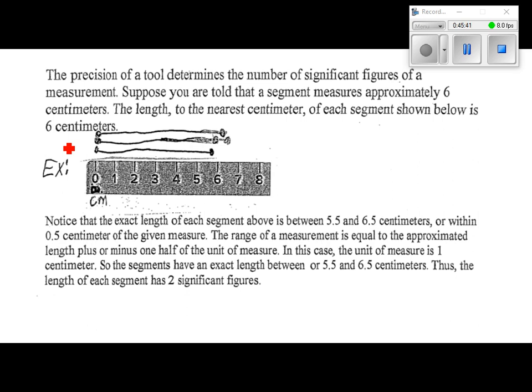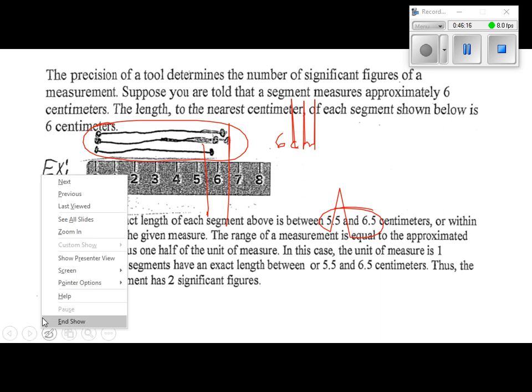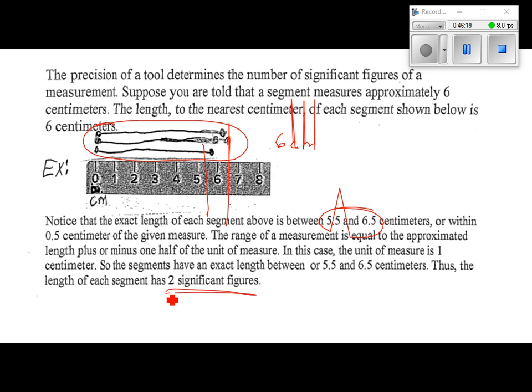Notice that the exact length of each segment above is between 5.5 and 6.5. So that's our range. Got to be able to find that range. When we measure these, Kylie measures them. We don't know, and she says they're 6 centimeters. We know that she's not exactly right, but we know it's got to be between 5.5 and 6.5. We have that much faith in it. Notice that each segment has 2 significant figures. The 5.5, 6.5, they each have 2 significant figures.